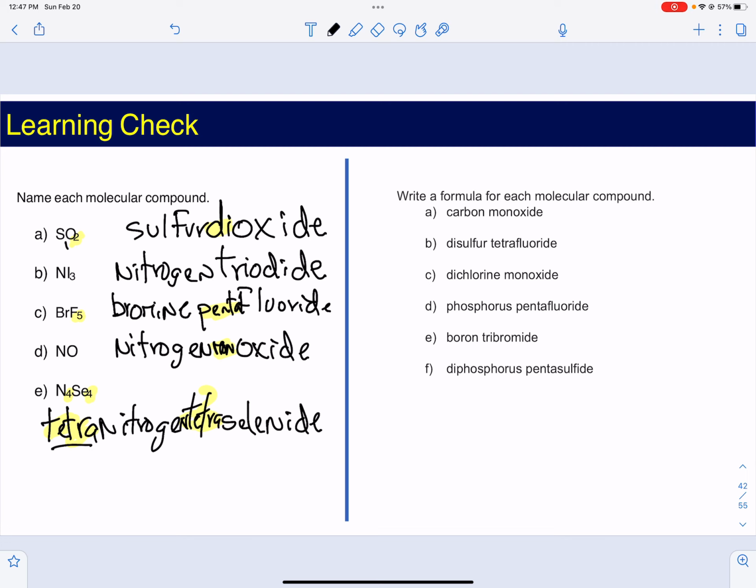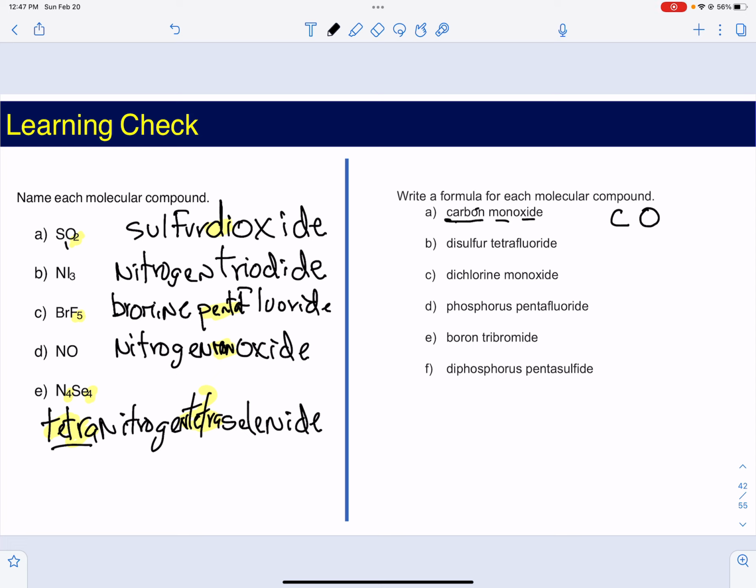Now let's do it backwards. Write a formula for each molecular compound. Carbon monoxide. So I know I have carbon and I have oxygen. How many carbons? It doesn't say, so it's 1. How many oxygens? 1. So CO, that's it.